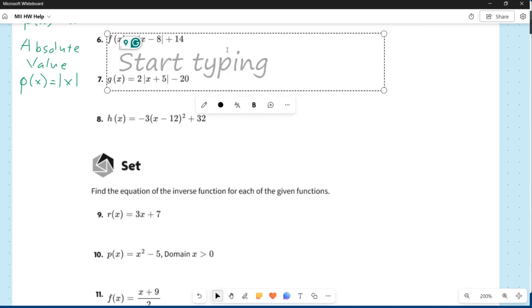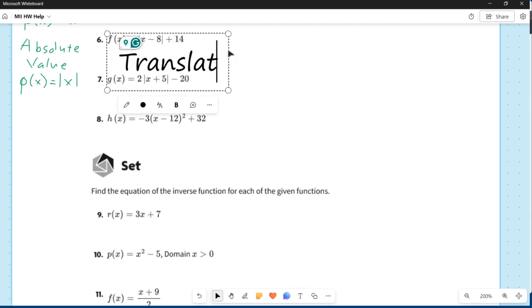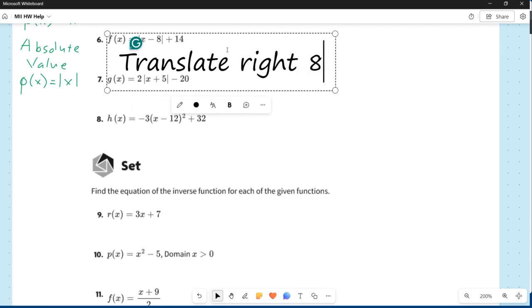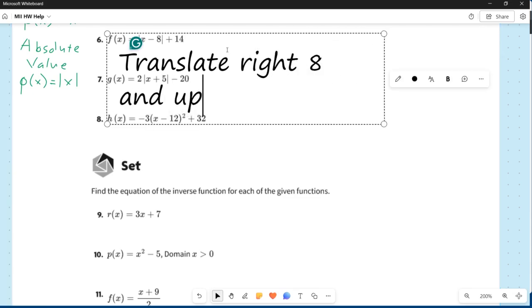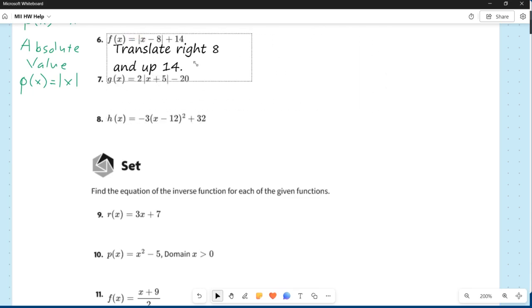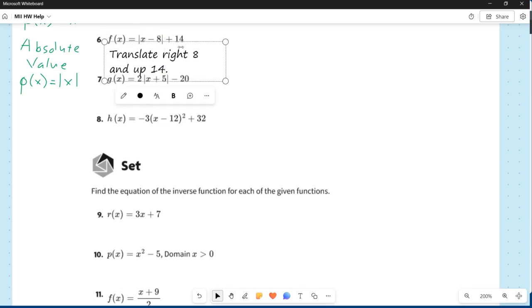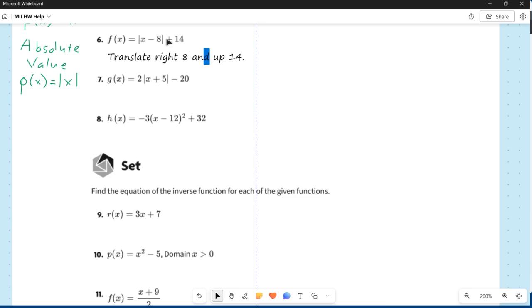So if we want to describe that, we can say that from the parent function, we can translate right 8 units and up 14 units. So we are translating right because with a horizontal shift, when it's a negative number, so when it's minus 8, that means that we are going to the right. And for the vertical shift, it's plus 14, which means we're going up 14.